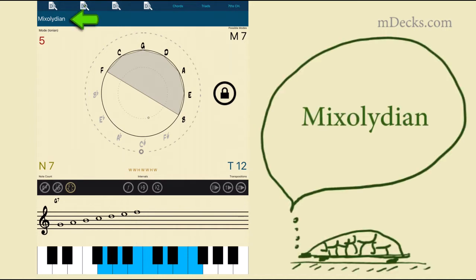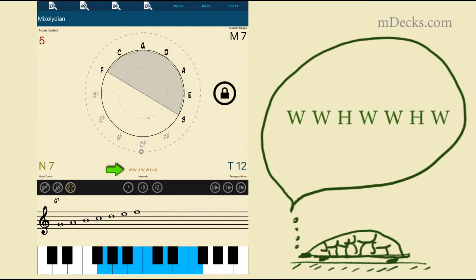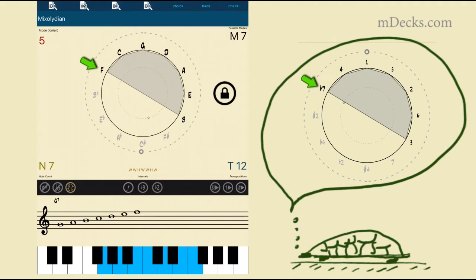In this case, it is a Mixolydian mode, which is mode 5 of the major scale because it is a major scale but starting on note 5. And it sounds different from the major scale because the intervals are now whole, whole, half, whole, half, whole. And there's a flat 7 in the scale. Let's listen.